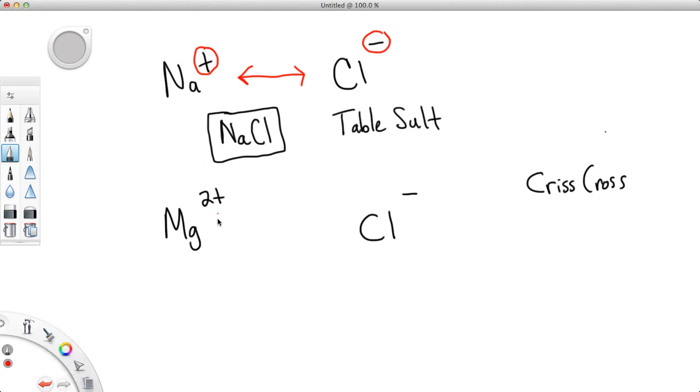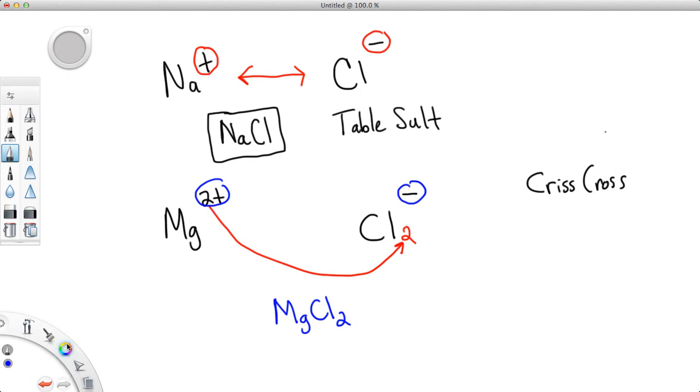I'll change colors here so you can see. We're going to take that number and we're going to move it right here on the other side of this. We write 2. And now that is our formula. Our formula is what you see there, getting rid of the charges. We never include charges. So our formula is MgCl2. And the reason we have 2 for the chlorine is we need 2 times the 1 negative to balance out the 2 positives. We need 2 negative charges to balance out the 2 positive charges.